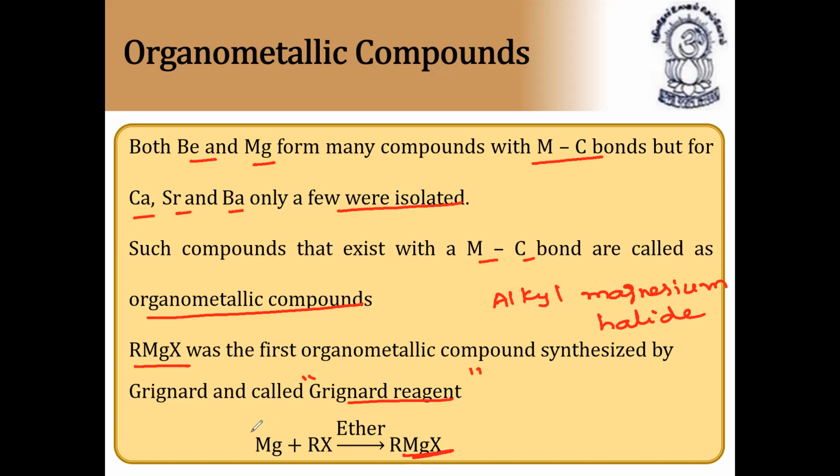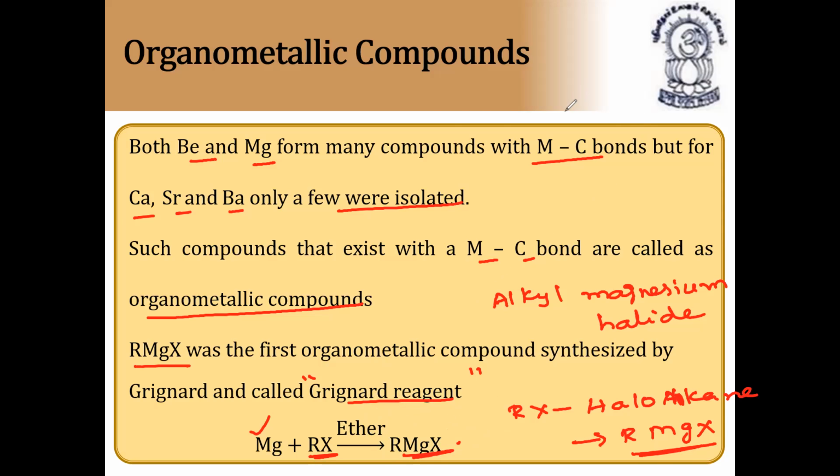How does it form? When magnesium directly combines with alkyl halide. This RX is called haloalkane or alkyl halide. When magnesium combines with haloalkane, it forms Grignard's reagent, RMgX. This Grignard's reagent is used for synthesizing many organic compounds. Almost all organic compounds, acids, alkynes, esters, alcohols, ethers, can be prepared from Grignard's reagent. So that's why it is very important.